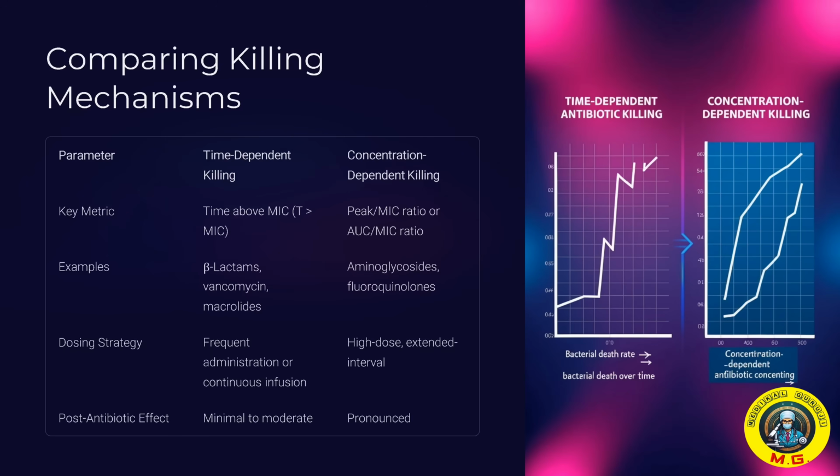So what are the implications of this concentration-dependent killing? The dosing implications are, first, a single high dose. Concentration-dependent antibiotics are typically administered in a single large dose to maximize peak concentration and effectiveness. Second is an extended dosing interval, which allows time for the drug to clear from the body and minimizes toxicity risk without reducing the efficacy.